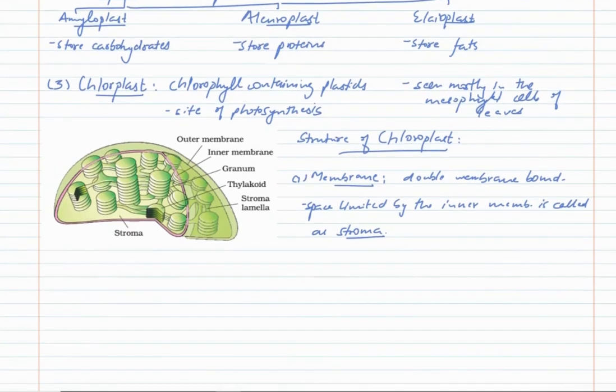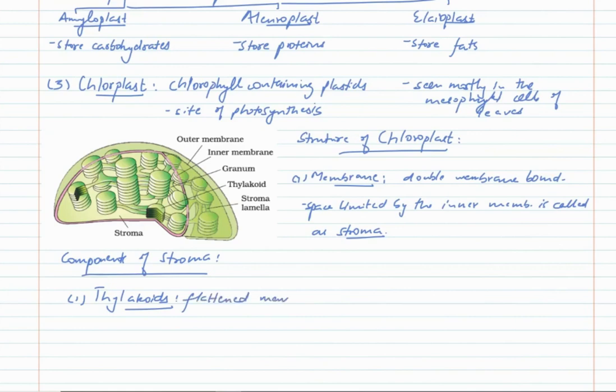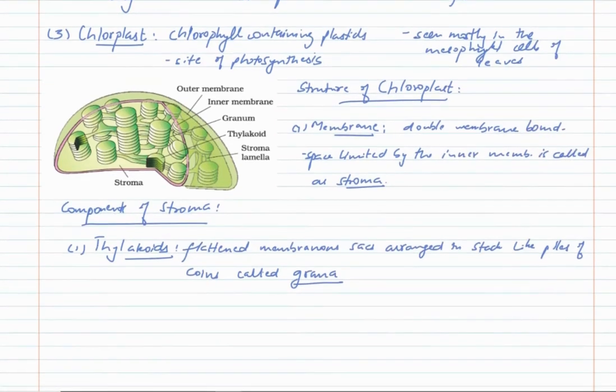Now the components of stroma. First component is thylakoids. Thylakoids are flattened membranous sacs. These sacs are arranged in stack like piles of coins called grana. Each chloroplast contains about 40 to 60 granum.